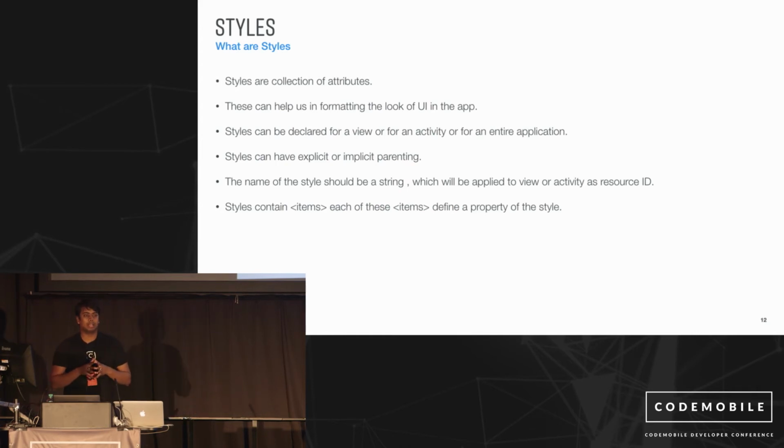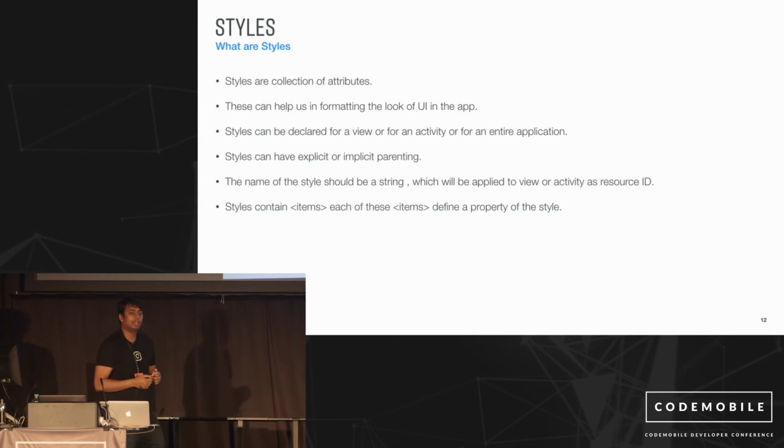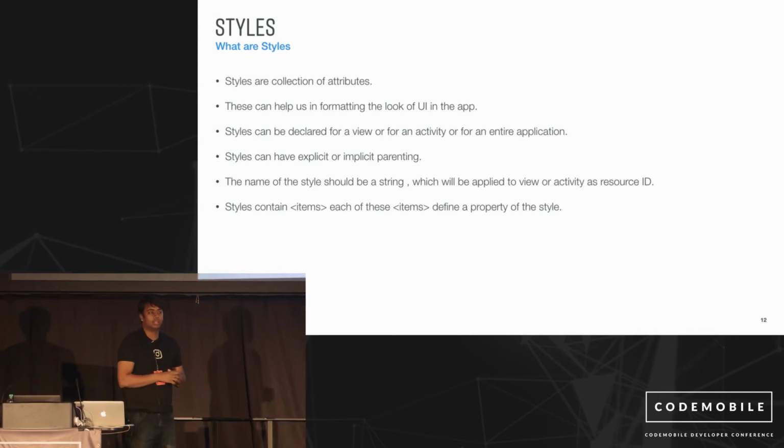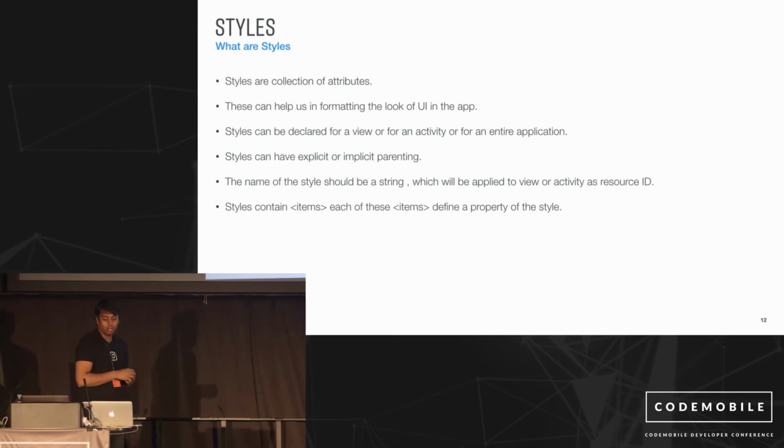Next, coming to styles. Styles is nothing but a collection of attributes. If you have 10 different attributes and you put them into a set, that basically becomes a collection. These help you in modifying how your UI looks and how your app visually looks. And styles can be declared either for a view, for an entire activity, or for an application itself. So there are different levels of styling which you can do.